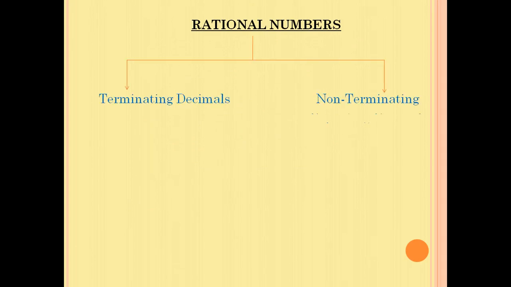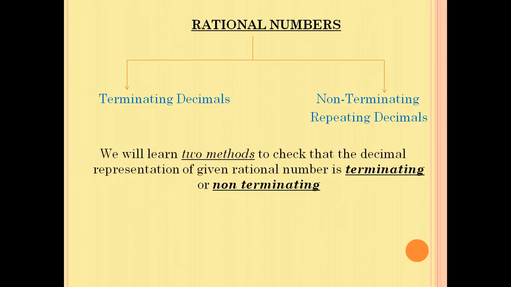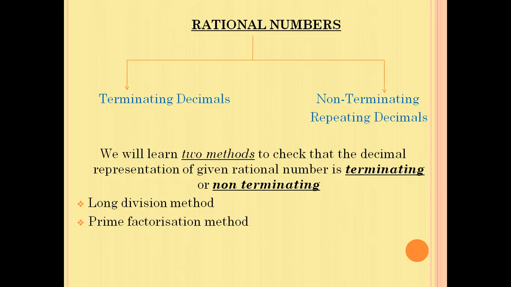Every rational number can be expressed either as terminating decimals or non-terminating decimals. I have already discussed in my previous video how you can convert a rational number into decimals. Now we will learn how we can identify whether the decimal is terminating or non-terminating. We will be discussing two methods over here. First is long division and another is the prime factorization method.